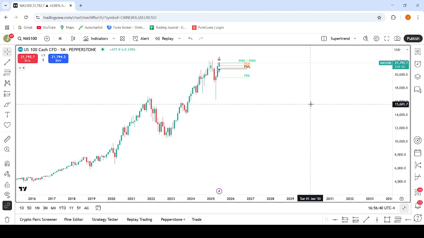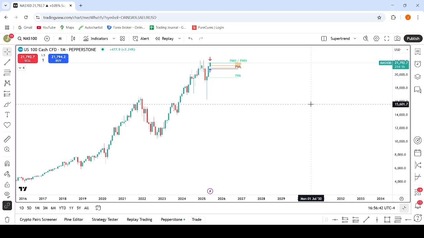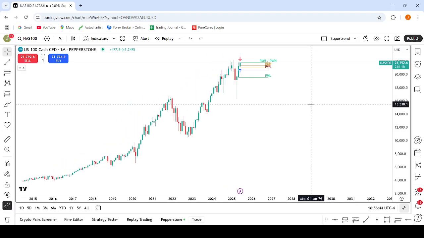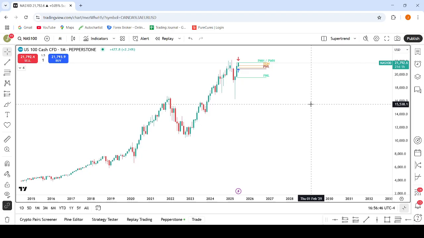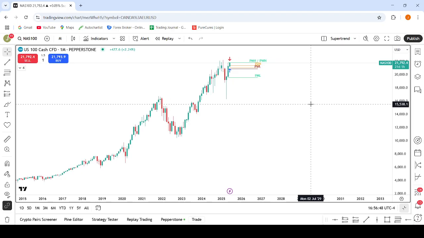But I want to focus on this higher time frame and being able to trade in line with the higher time frame order flow, and not losing sight of it. So I'm just going to mark up on the monthly. As you can see, this is the trend on this chart.